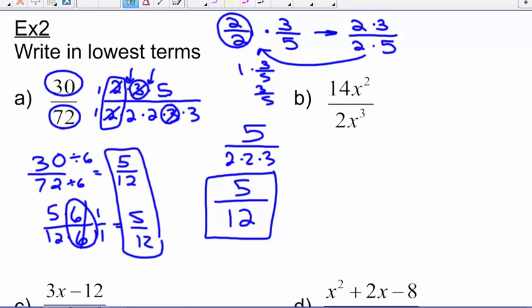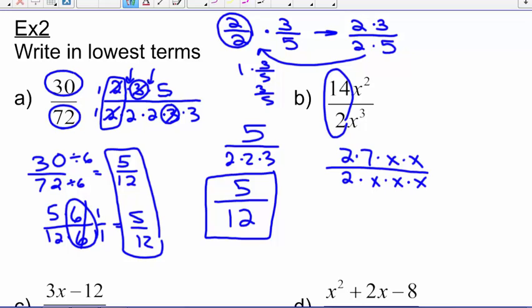If I look at B, I have 14x squared over 2x cubed. The 14 and 2, well, I know 14 is really 7 times 2. X squared is really x times x. So over 2 and x. So now this is all being multiplied. I can look and I see 2 over 2. That's really just 1.